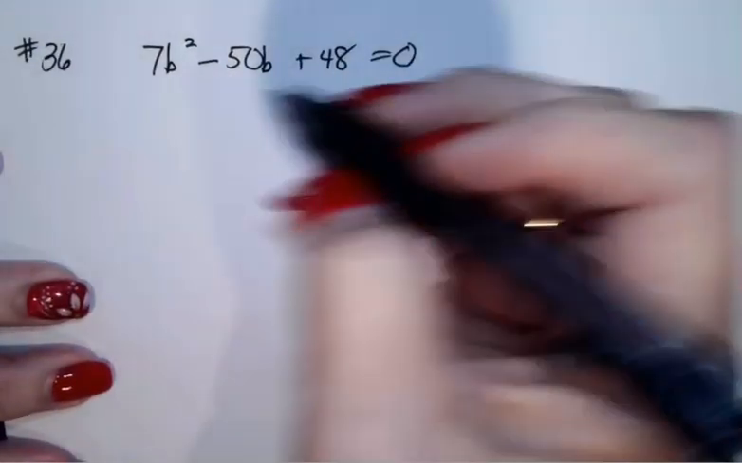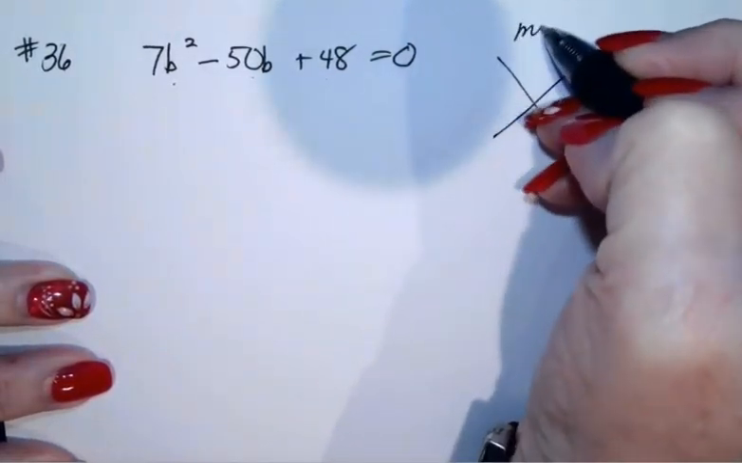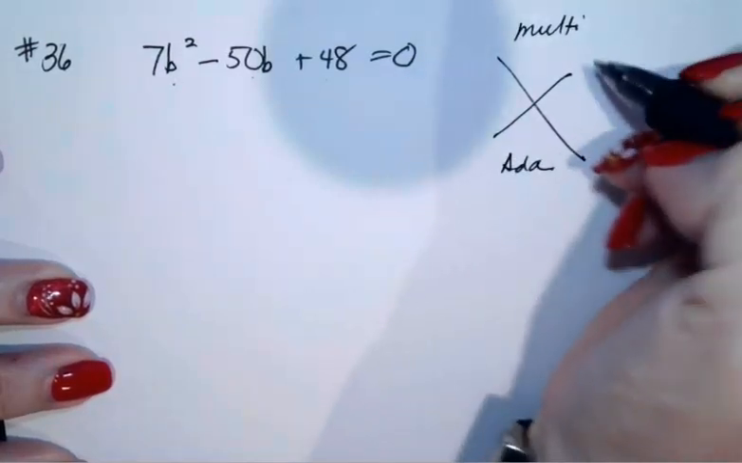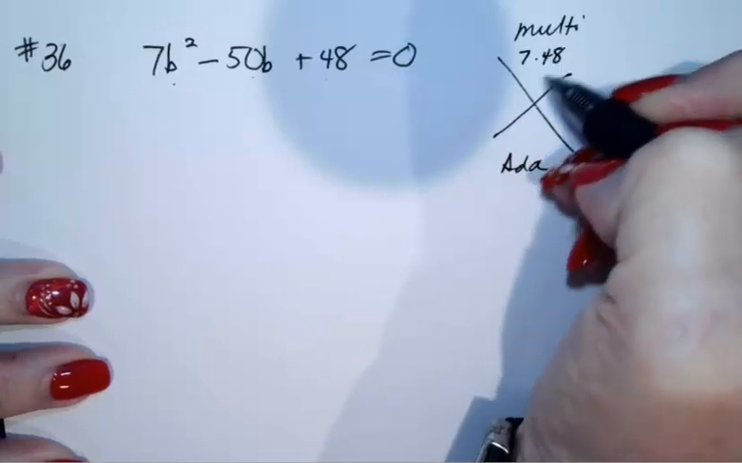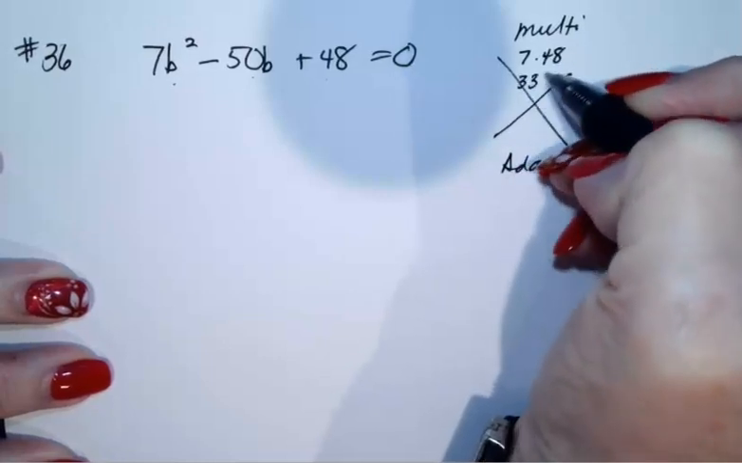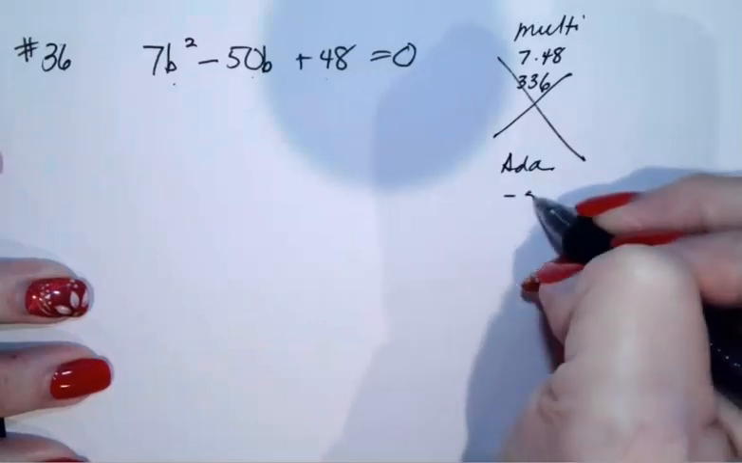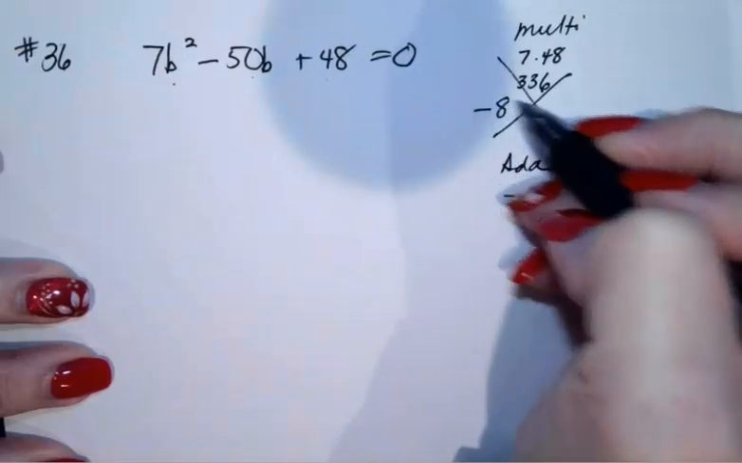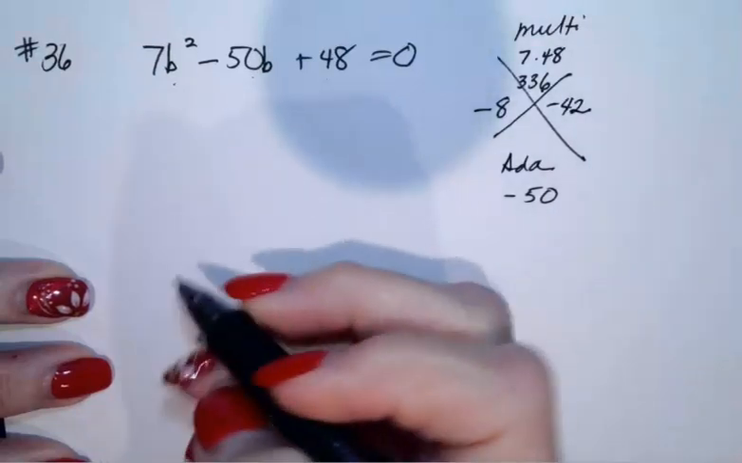On 36, I'm going to do the same thing. 1, 2, 3. That means I need to multiply and add. So I'm going to multiply 7 times 48, and I'm going to get 336. And I'm going to add to negative 50. It's going to be negative 8 and negative 42.